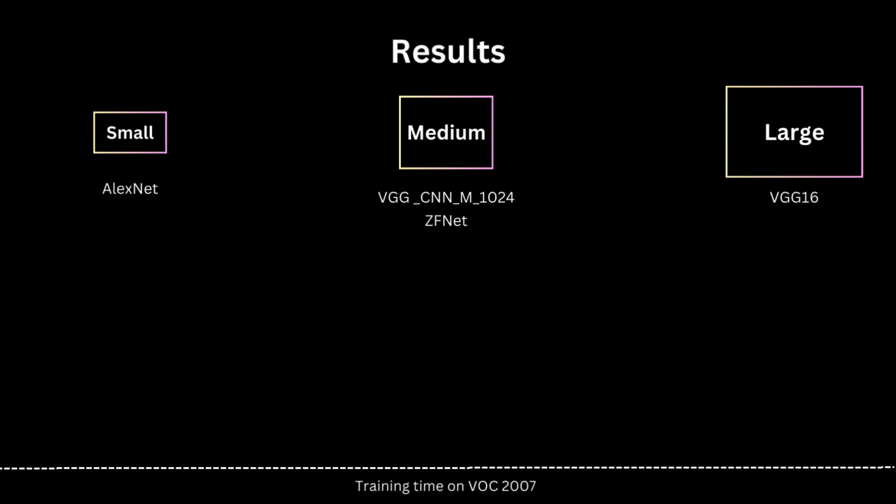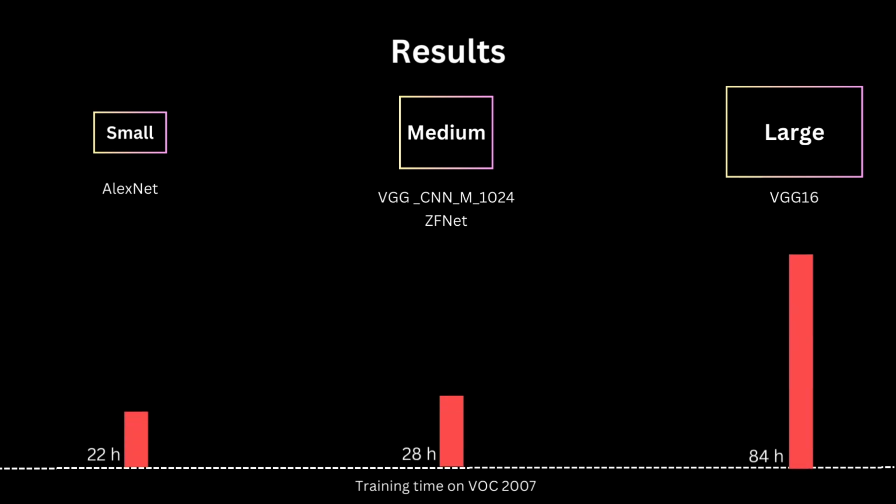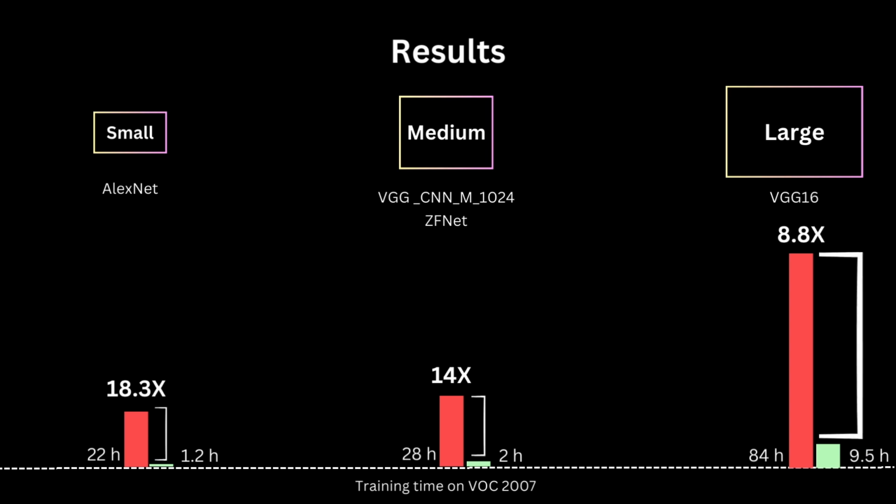Let's first start with the training time comparisons between RCNN and Fast-RCNN for all of these 3 variations. And these values are obtained from training on the VOC 2007 dataset. RCNN for training takes 22, 28, and 84 hours on these 3 variations, whereas Fast-RCNN takes less than 2 hours for small and medium models and only 9.5 hours for the large model, which essentially means Fast-RCNN gives a speedup of 18.3 and 14x for small and medium, and 9x for the large versions.